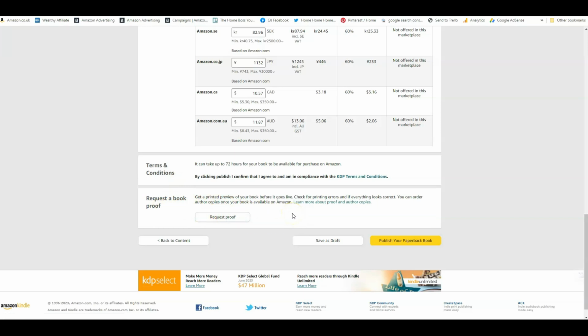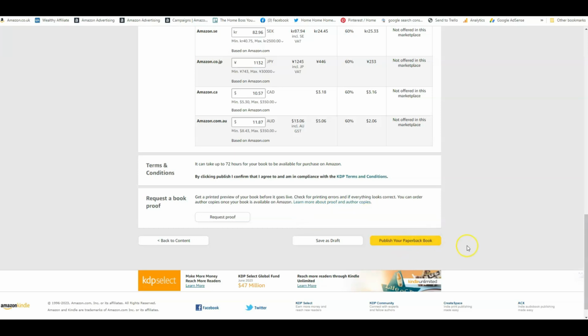You can also request a proof book if you click here. I don't think it's necessary for a notebook. I've only ever done that with written books, but you can do that if you want to. You can also just order your book once it's live. You can just order it as a normal customer, and don't forget that you get paid royalties for that, so you're still getting it at a discount because you will earn the royalties.